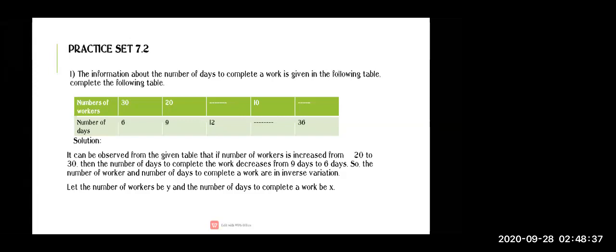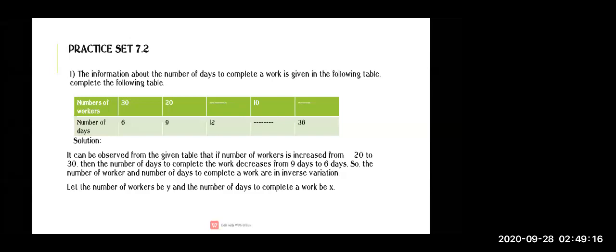Now here we can observe from the table that if the number of workers increases from 20 to 30, then the number of days to complete the work decreases. You can see here 20, then 9; 30, then 6. So the number of workers is increasing from 20 to 30, and the number of days to complete the work decreases from 9 to 6. So the number of workers and the number of days to complete a work are in inverse variation.